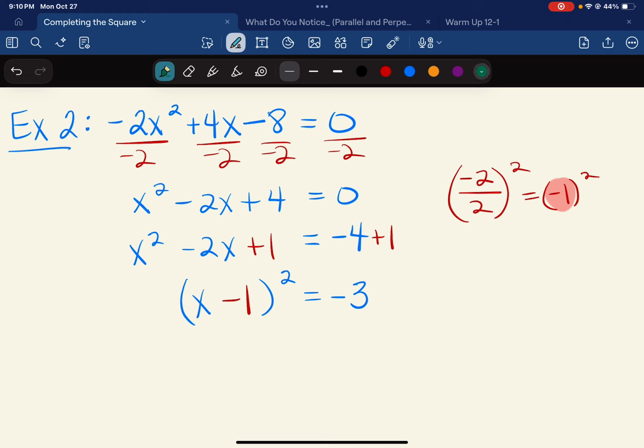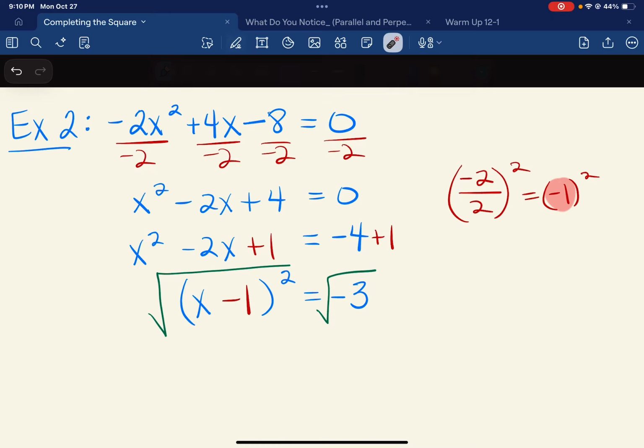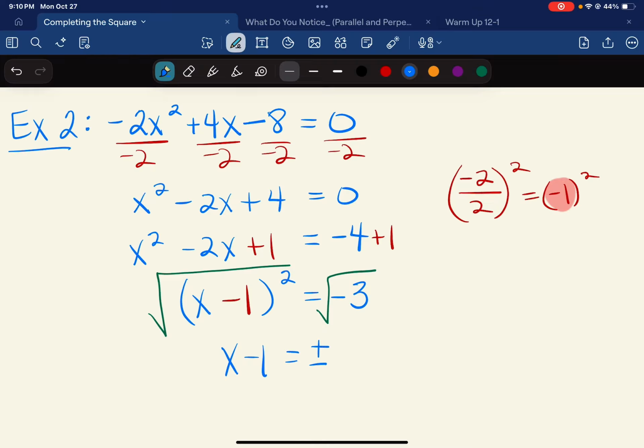So let's get rid of that exponent squared. And let's use the inverse, square root. And when we take the square root of both sides, again, square root and squared, they undo each other. So we're left with x minus 1 equals plus or minus. Now let's go ahead and simplify the square root of negative 3.